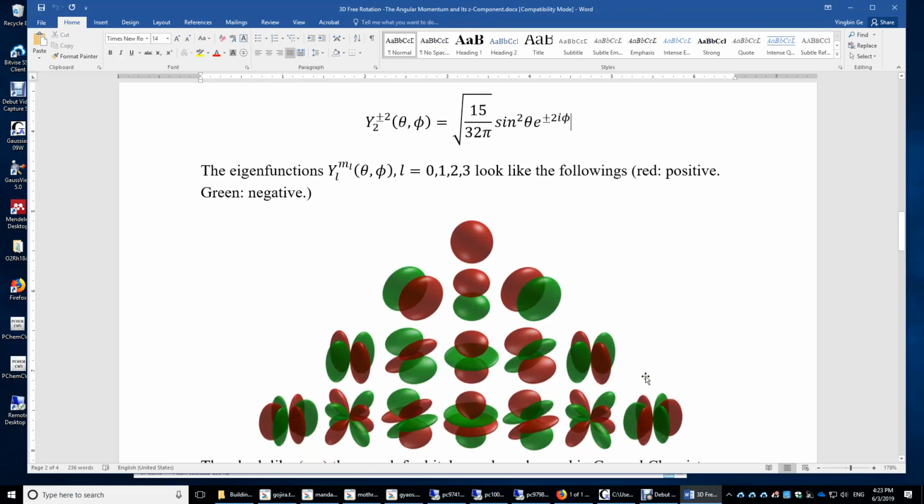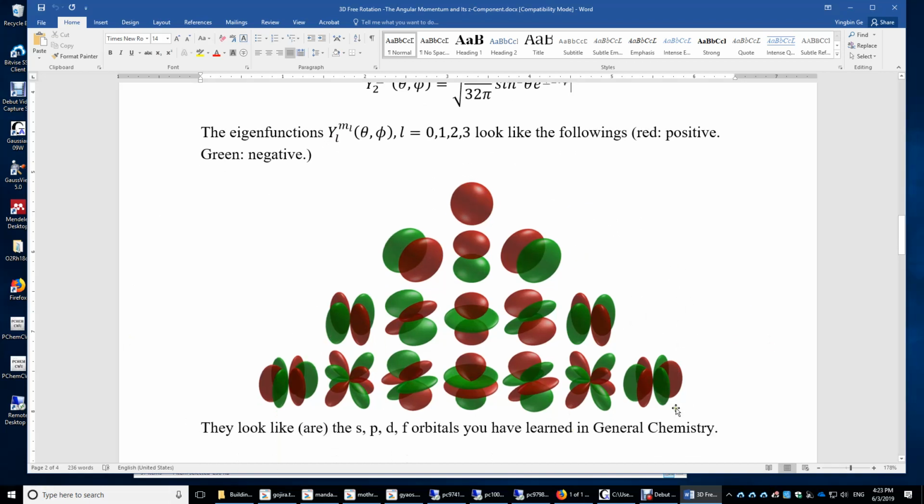And over here, the shapes of the eigenfunctions: the one S-type eigenfunction, 3 P-type eigenfunctions, 5 D-type eigenfunctions, and 7 F-type eigenfunctions. And also the degeneracy is 1, 3, 5, or 7.